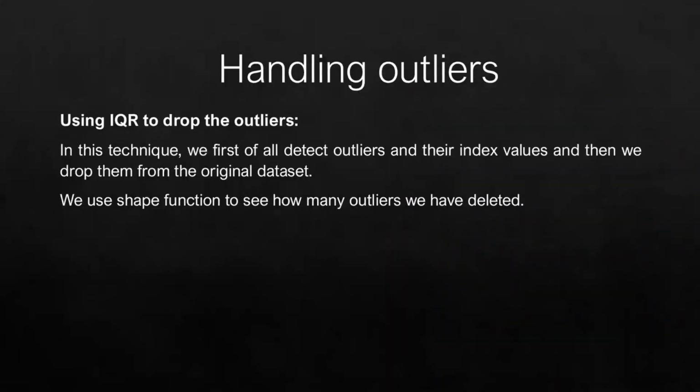Using IQR to drop the outliers is one of the most common techniques. In this technique, we first of all detect outliers and their index values, and then we drop them from the original dataset. We use the shape function to see how many outliers we have deleted. So let's implement.